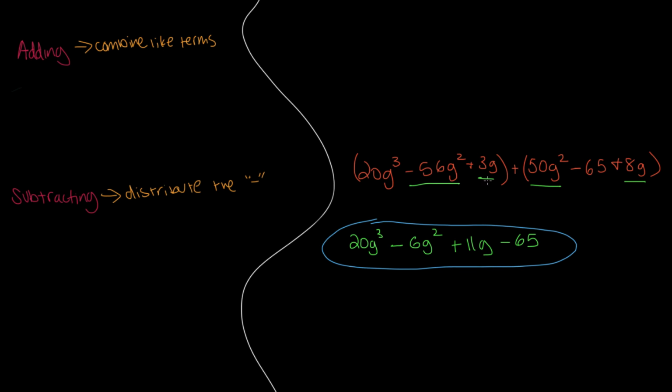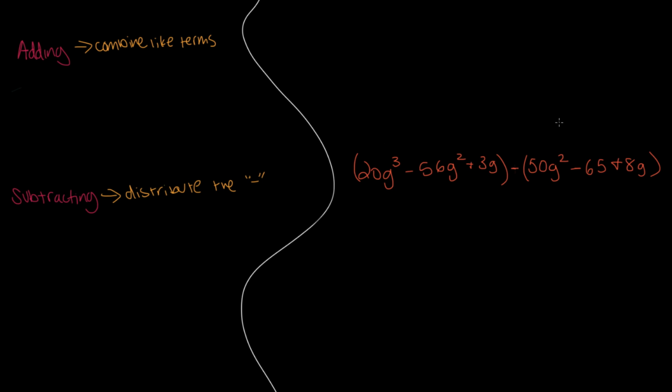Now again, instead of having a new problem, let's see what would happen if we switched from adding these two polynomials into subtracting the two polynomials. So now we are subtracting our two polynomials. Remember what we said is that every time we see two polynomials being subtracted, we have to distribute that negative to avoid any confusion or any errors.